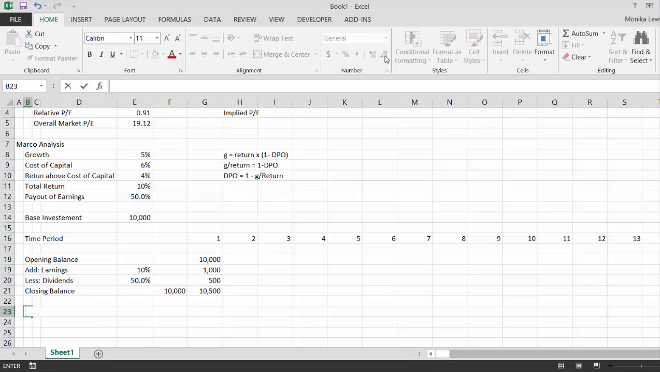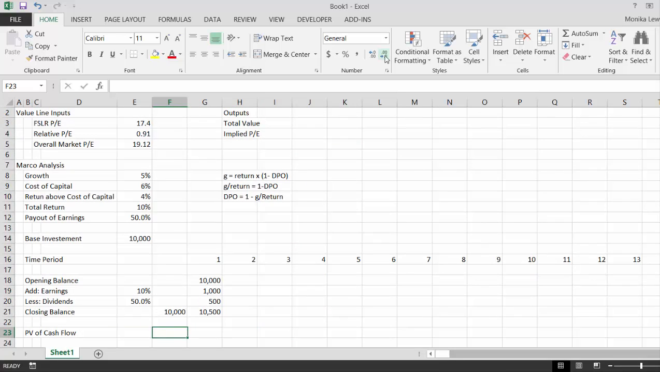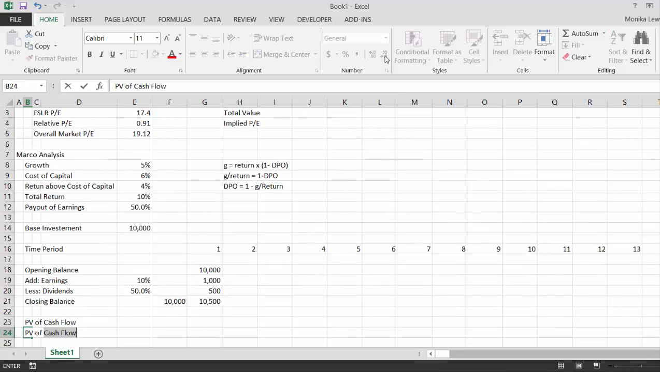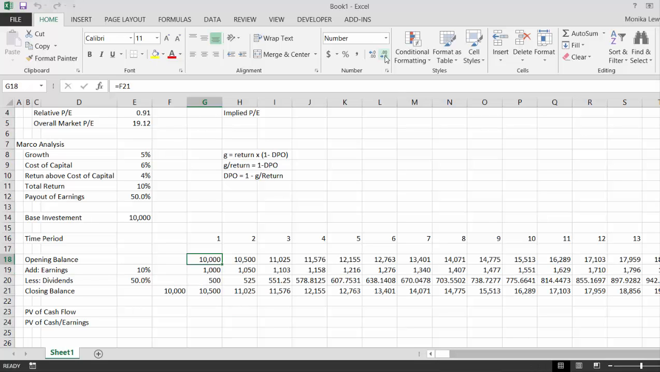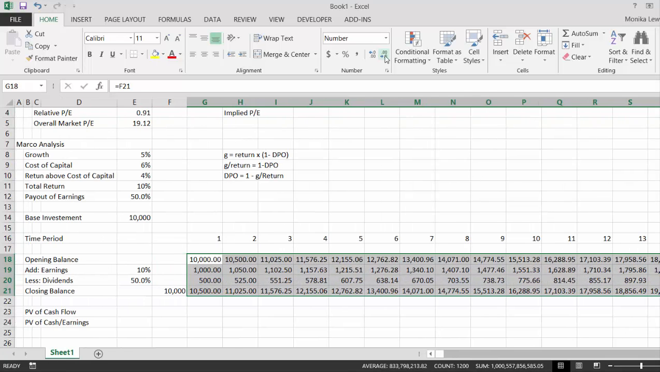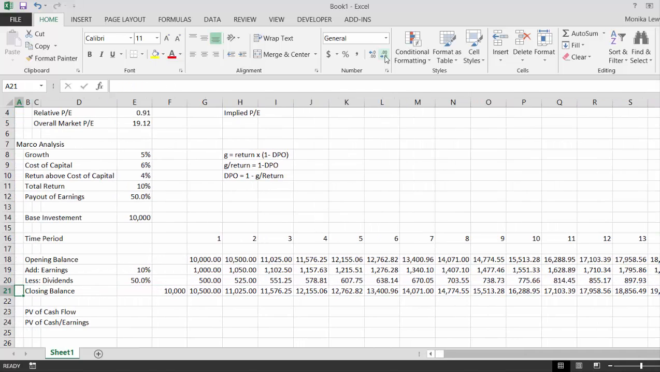Now we'll get our cash flow. How about we'll put PV of cash flow, and that's the value. And then we take that PV of cash divided by the earnings. Okay. Now all we have to do is select this, Shift Control R, Shift Control 1 if you'd like, and Control left arrow, and it goes all the way out. So that's just how fast you can do it.